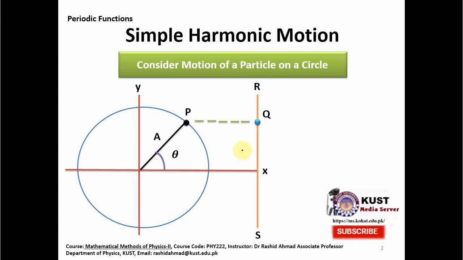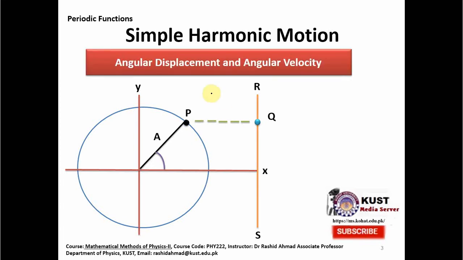So to construct the mathematical model, or to go towards the periodic functions which will represent this back and forth motion of point Q as well as of point P, we define some particular terms. The first term which we want to define is angular displacement, and then we will also define angular velocity. But let's first define what angular displacement is.